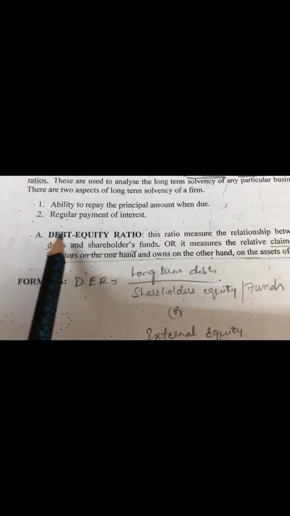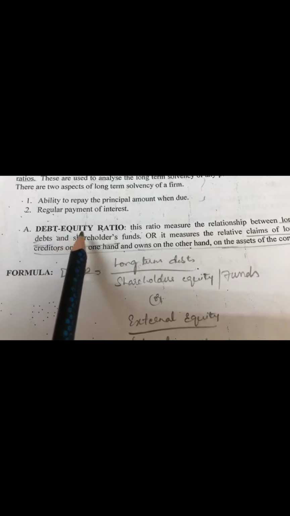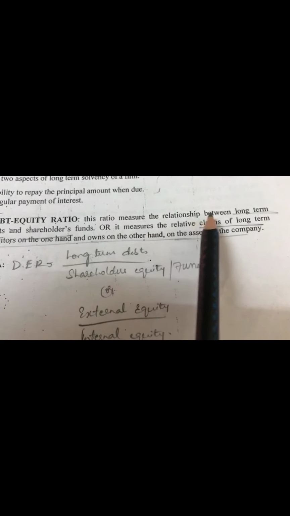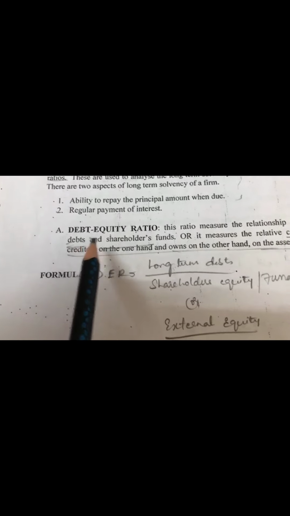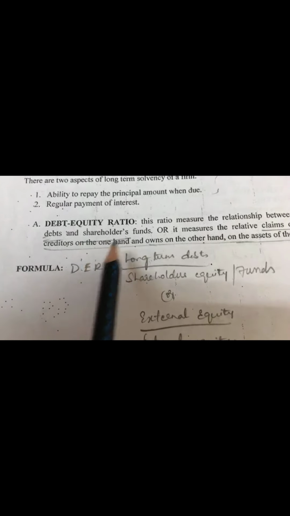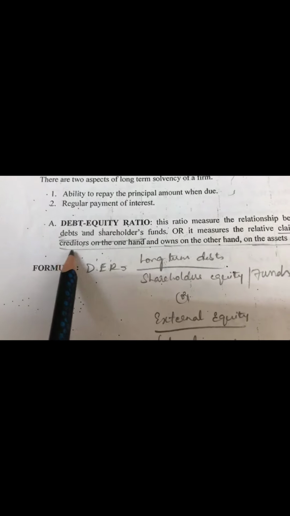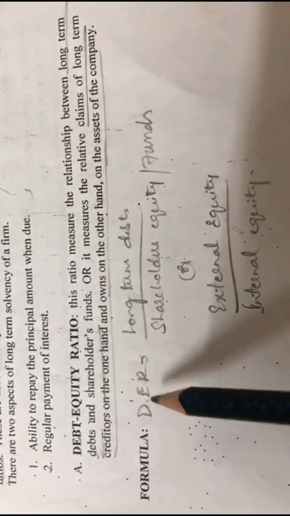So the first type of capital structure ratio you have is the debt equity ratio. This ratio measures the relationship between what? Long-term debts and shareholders' funds. Or it measures the relative claims of long-term creditors. So let us discuss the formula. Debt equity ratio is equal to long-term debts divided by shareholders' funds or shareholders' equity. The other formula will be external equity divided by internal equity.